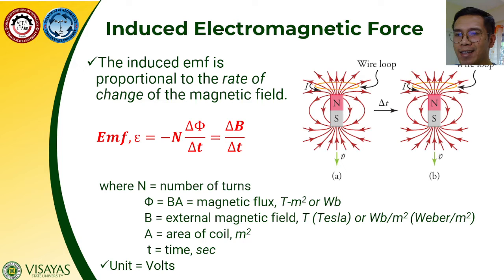BA is the product of B, which is the external magnetic field in Tesla, or Weber per meter squared, and A, which is the area of the coil in meter squared. So we can cancel out meter squared in both, even if we use either the Tesla or the Weber unit. Time is in seconds. The unit of the EMF is volts.